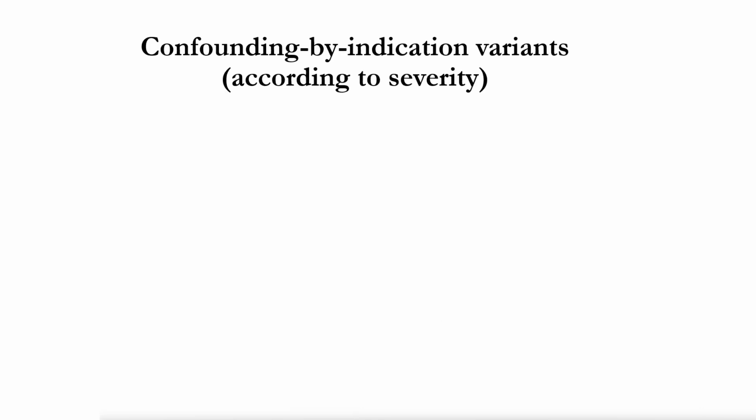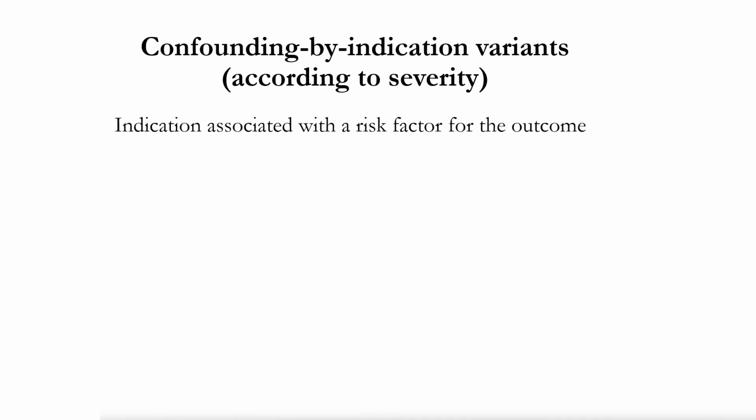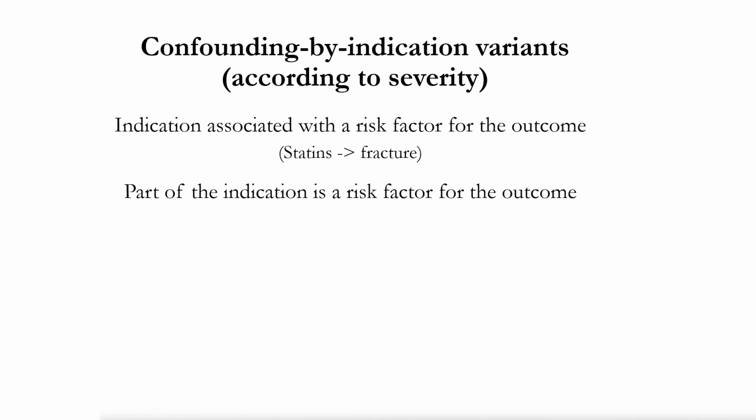I'll illustrate the degrees of this by 4 examples with sort of increasing severity. The first would be the indication is associated with a risk factor for the outcome. This could, for instance, be statins and fracture. This is probably not even confounding by indication, this is just confounding. So use of statins is associated with obesity, for instance, or mild frailty as a risk factor for fracture risk. So standard confounding.